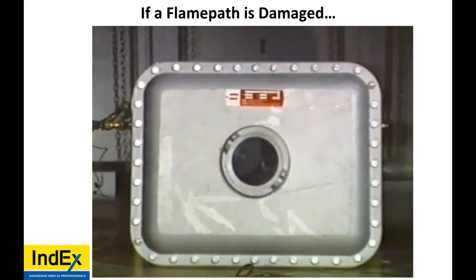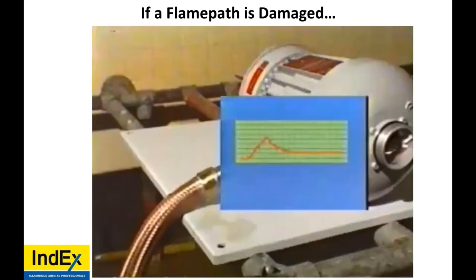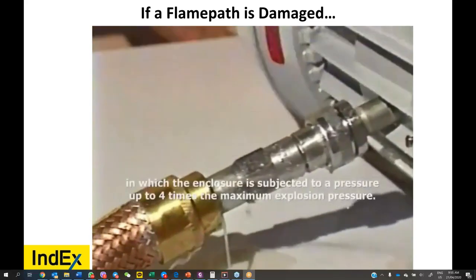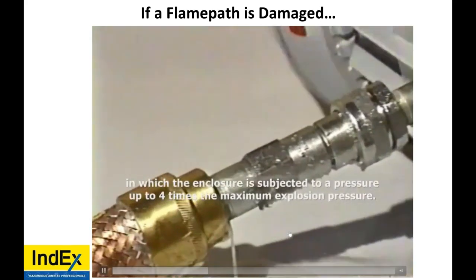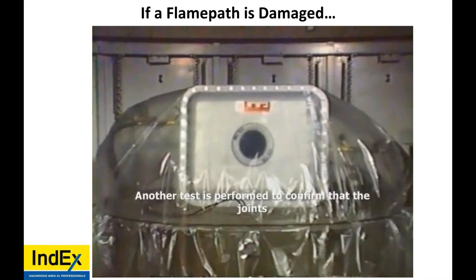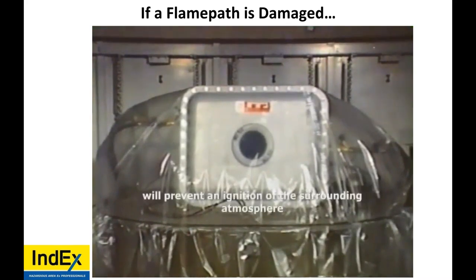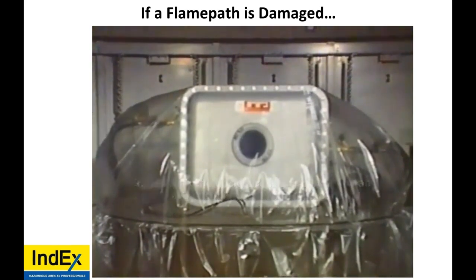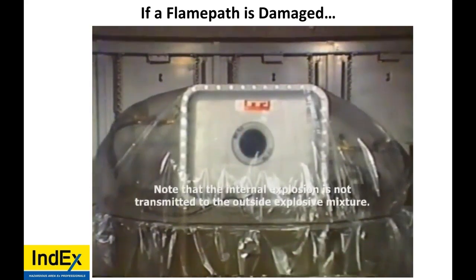So this is an explosion proof enclosure. This is not a flame proof enclosure. They've installed the window to allow you to see the testing. So they've surrounded it with gas atmosphere. This is when they've sufficiently tightened all the bolts, not over tight, not too loose, and no damages.